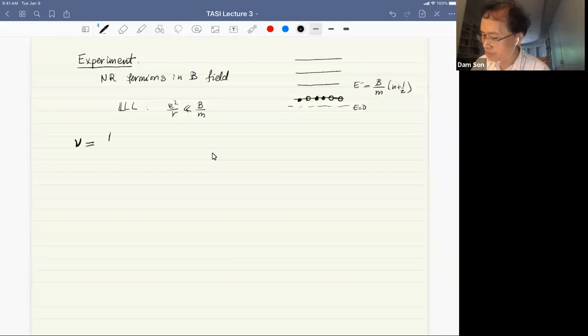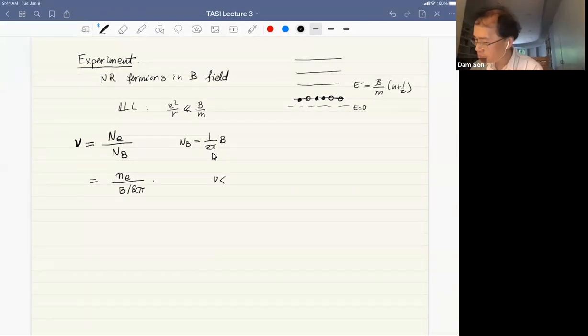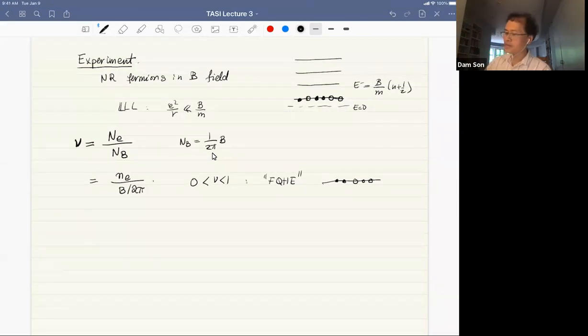Mu is the number of electrons divided by the degeneracy of the Landau level, N_B. So N_B again is B over 2 pi. And so this is the density of electrons divided by B over 2 pi. And if mu is less than 1, between 0 and 1, we have the so-called fractional quantum Hall effect, where everything happens in the single Landau level. Degenerate ground state in the non-interacting case.